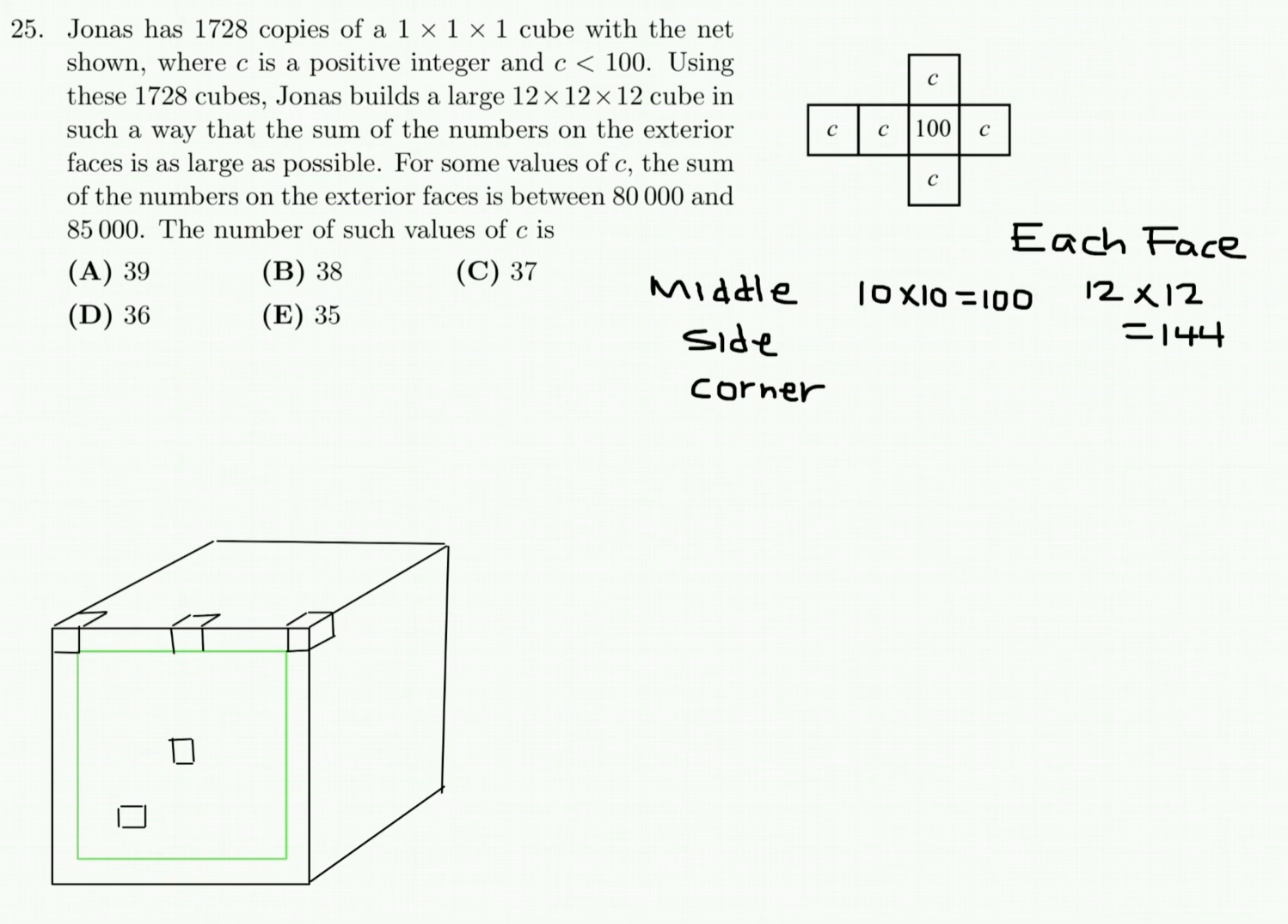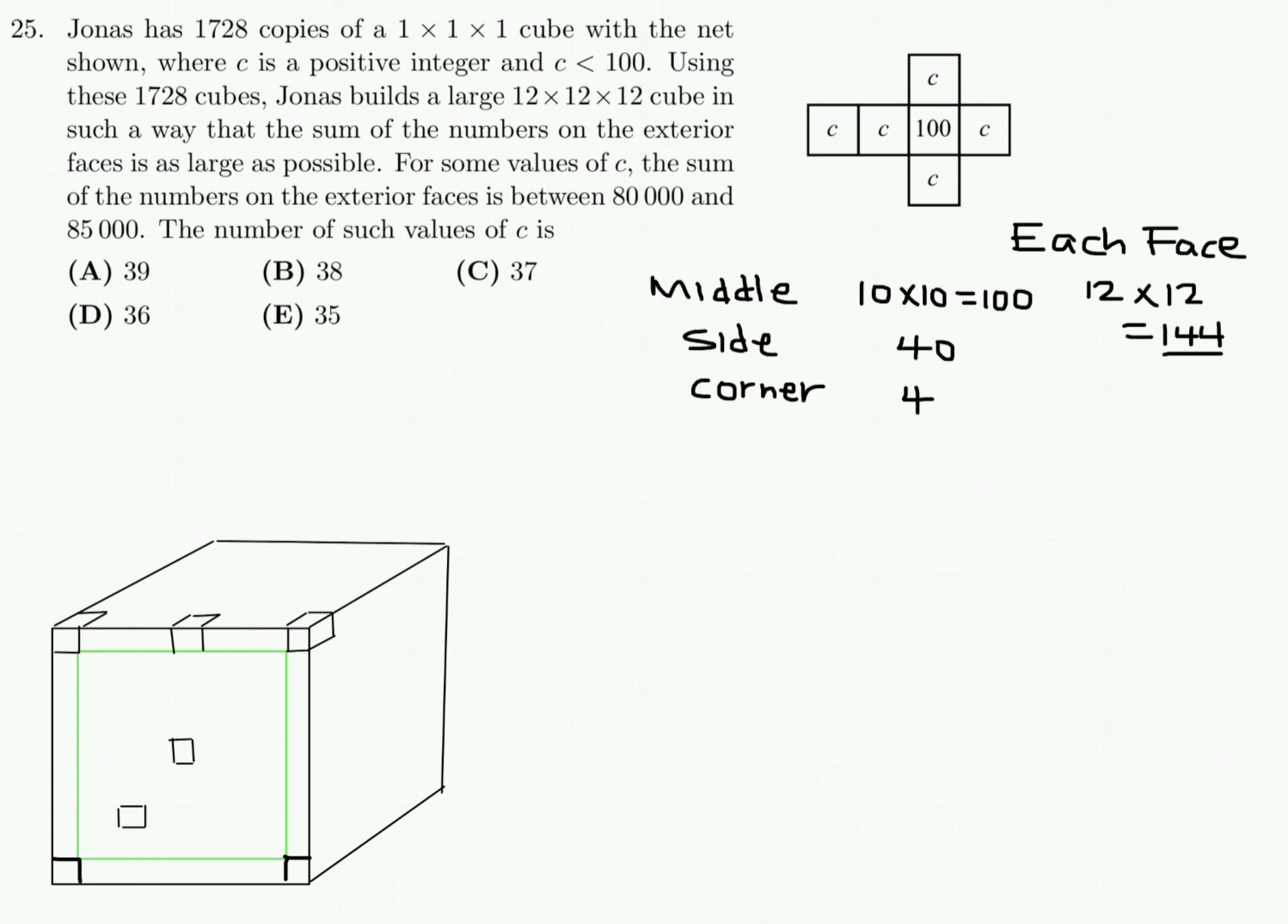Now the corners are easy, right? There's only 4 corners. You got one here, one there, and one there. So 4 corners on each face, so just put a 4 there. So far, of the 144, 100 allotted here, 4 allotted here. That leaves 40. I don't even need to count, I can just subtract it from 144. So 100 in the middle, 40 on the sides, and 4 in the corner.